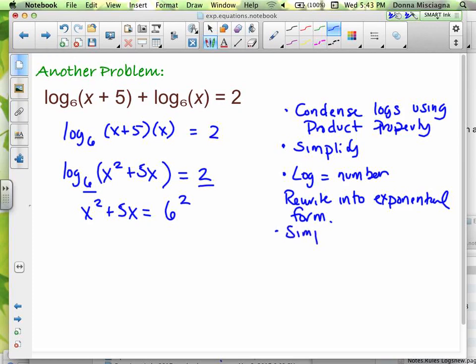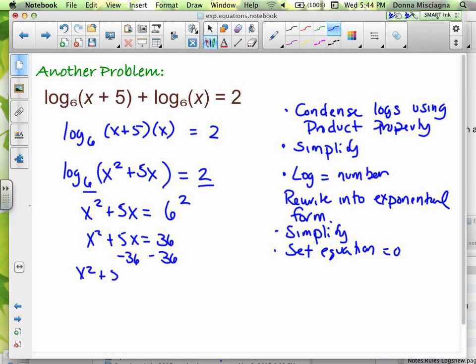All right, now we'll simplify, because we could simplify out that exponent. And we have x squared plus 5x equals 36. We want to set the equation equal to 0, so we're going to have to subtract 36 from both sides. So we have x squared plus 5x minus 36 equals 0. Multiplies to give us 1 times negative 36 is negative 36, multiplies to give us negative 36, but adds to give us our b term of 5 would be negative 4 and 9.